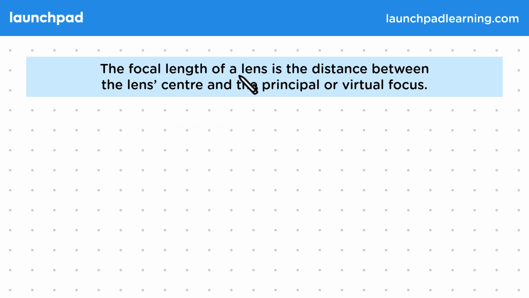The focal length of a lens is the distance between the lens's centre and the principal or virtual focus. The focal length is a property only of the lens itself, not the rays we're sending at it. So only things like the material and the curvature of the lens determine it, though this length will always be given to you in an exam. Or you may have to measure it using a ray diagram or a given location for the focus.